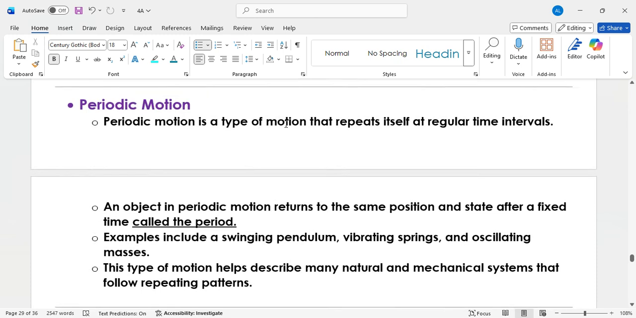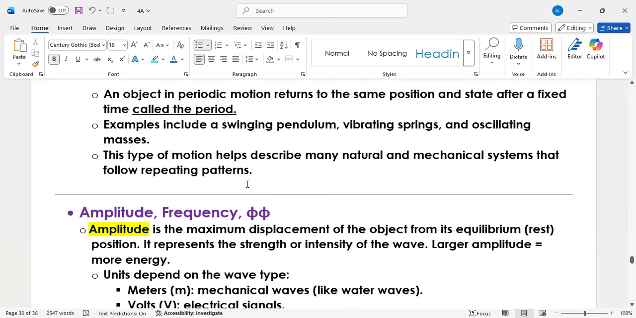What is periodic motion? It is a type of motion that repeats itself at regular intervals. An object in periodic motion returns to the same position and state after a fixed time called the period. So after, let's say, 1 minute, it returns back to its state. That's periodic motion. Examples include a swinging pendulum, vibrating springs, and oscillating masses. This type of motion helps describe many natural and mechanical systems that follow repeating patterns, right?